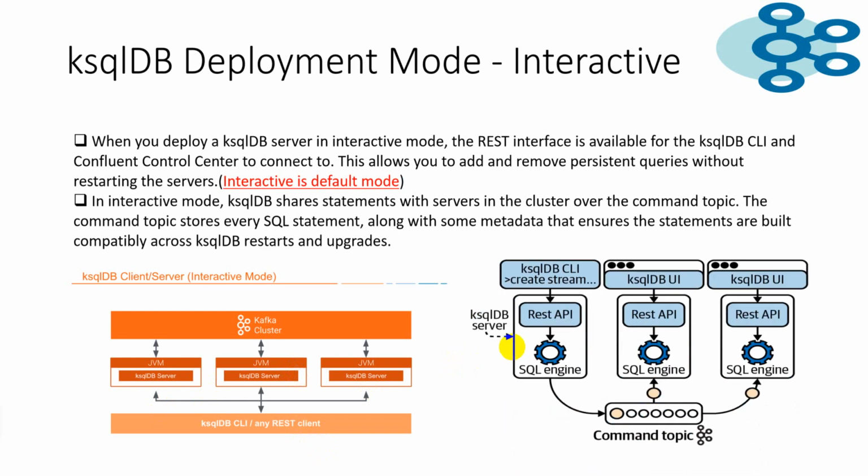This figure is clearer. As you can see, once the developer submits the SQL statement through the REST API, the SQL statement will be stored into the command topic. That is the internal topic, automatically created by the ksqlDB server. Then those SQL statements will be parsed and executed by the ksqlDB server engine in parallel. Okay.